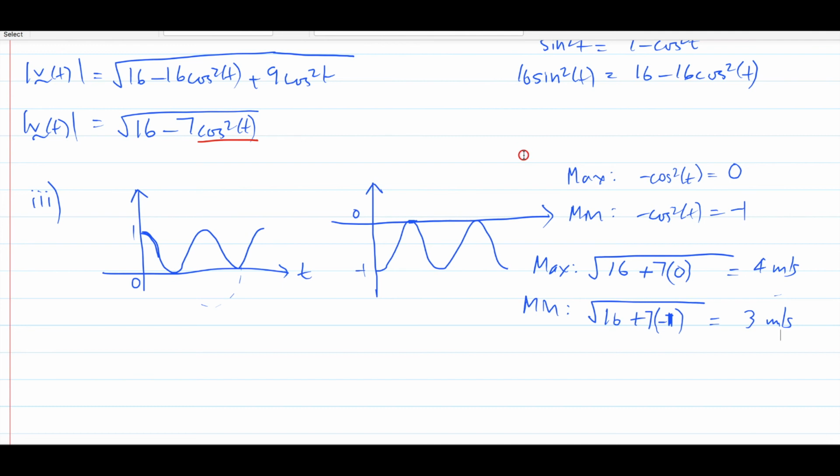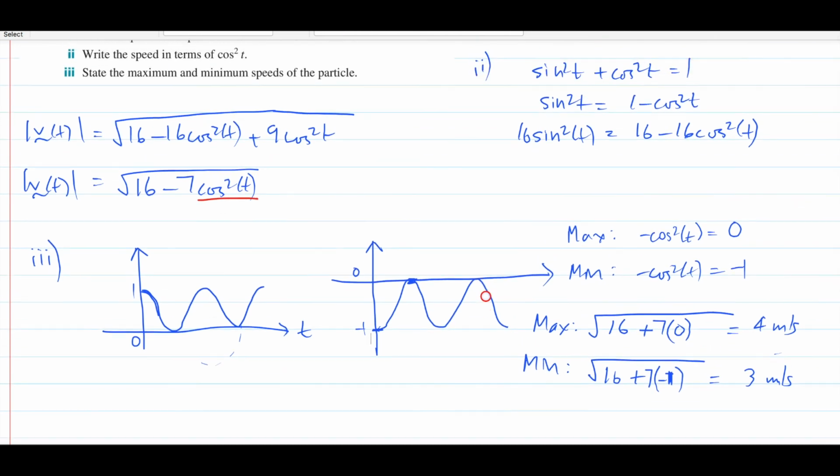So it's very simple. Do not differentiate. Just use a bit of logic. When negative cos squared t is 0, you get max. And when negative cos squared t is -1, you get a minimum. Okay, and it applies overall throughout the speed. So that's how you answer this question, guys.